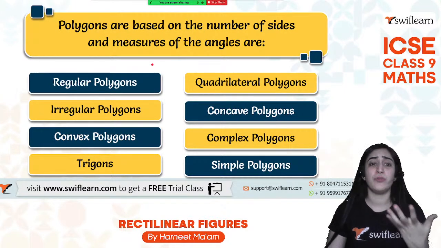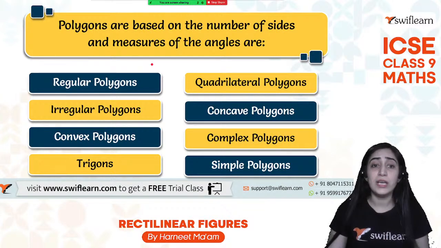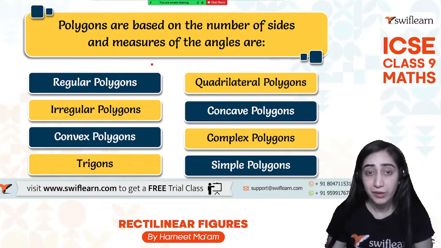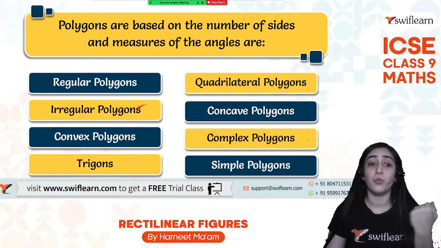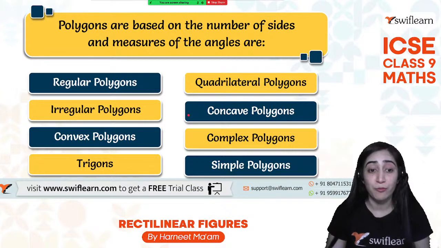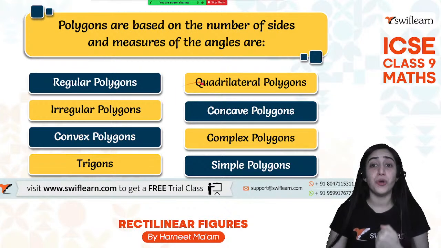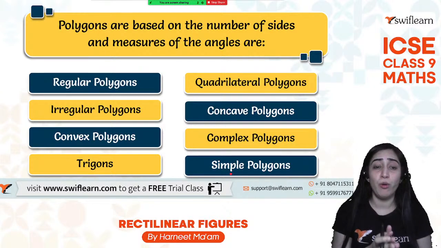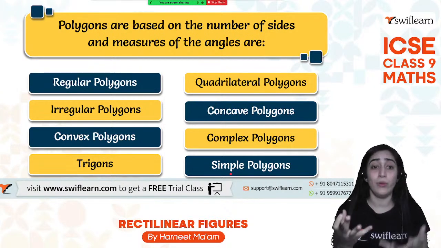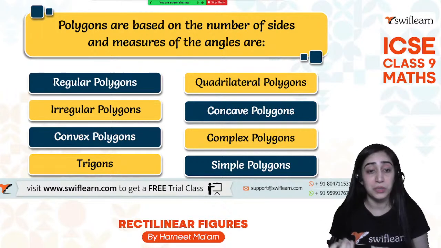Based on the sides, we were able to find out that polygons can be of various varieties. One was a regular polygon, one was an irregular polygon. One was convex, one was concave. One was trigons, one was quadrilateral, one was complex, one was simple. Let us discuss quickly what we have done. Regular was where all the sides are equal, irregular where the sides are not equal.